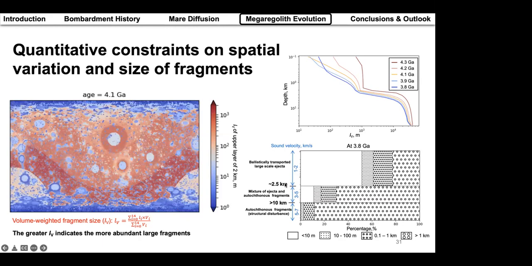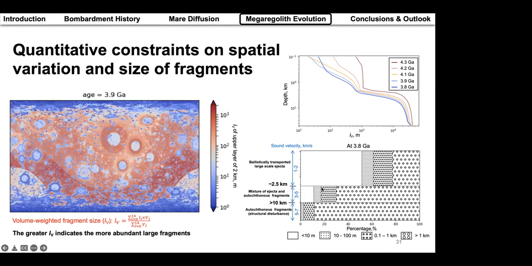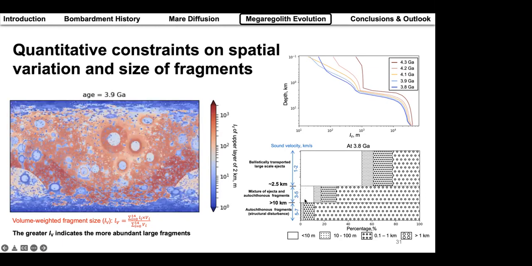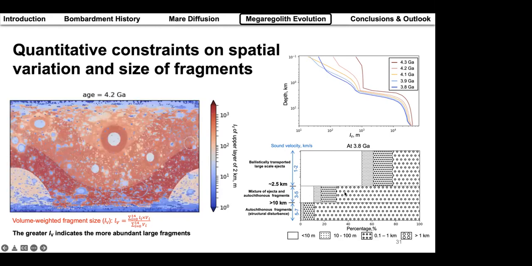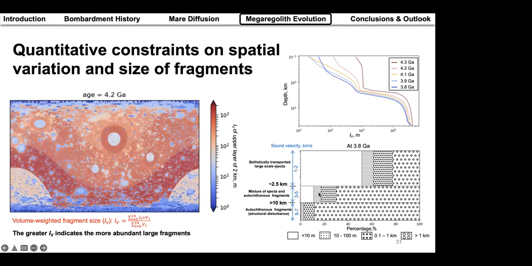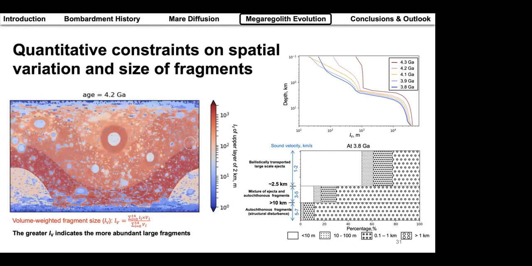Here, between 2 kilometers and 10 kilometers, we see a transition zone in between. Excluding the kilometer-scale fragments, all the other fragments at different scales have a comparable fraction.